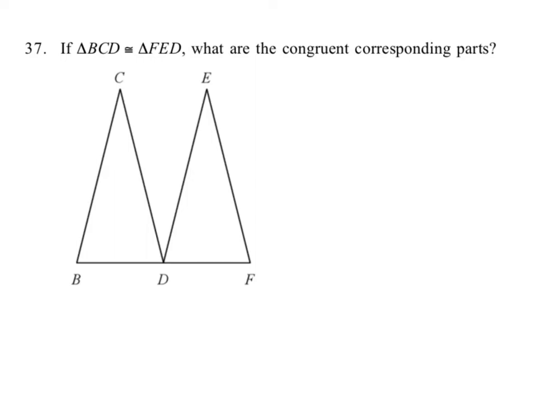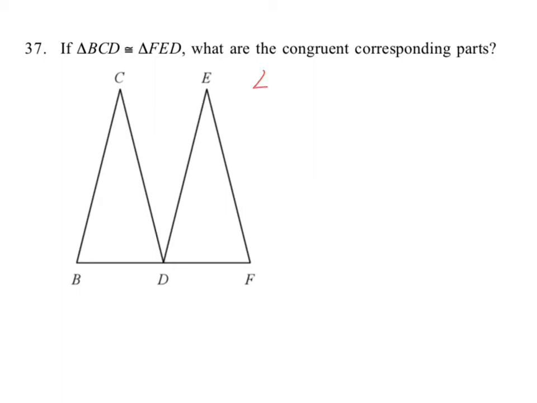Okay, I like this one because I think that you all know it. It's pretty straightforward, but it's worth just clarifying. Triangle BCD is congruent to triangle FED. So if we are going to name them, we can name them, but I'm going to mark them as well. Okay, so let's name them first.